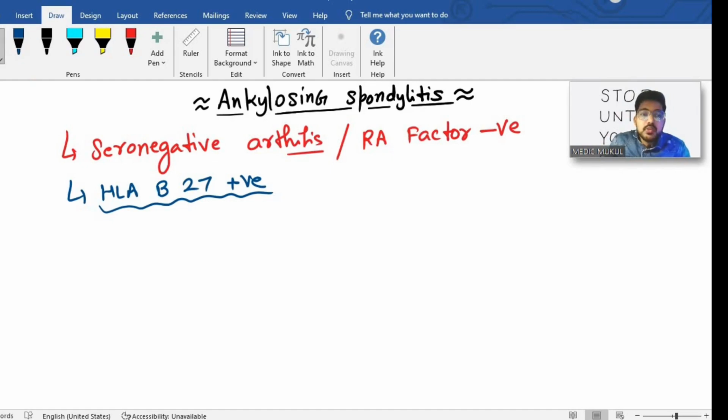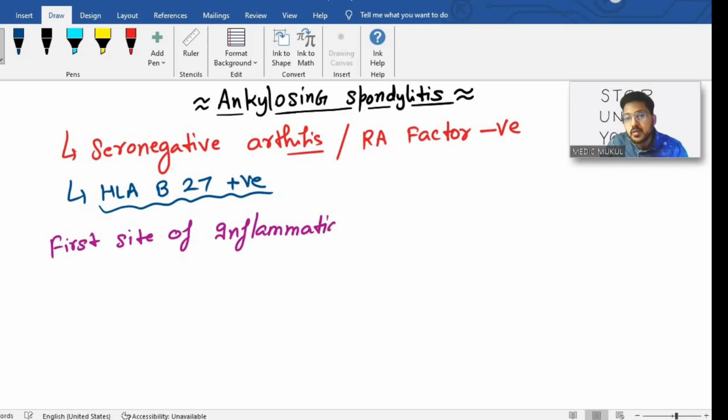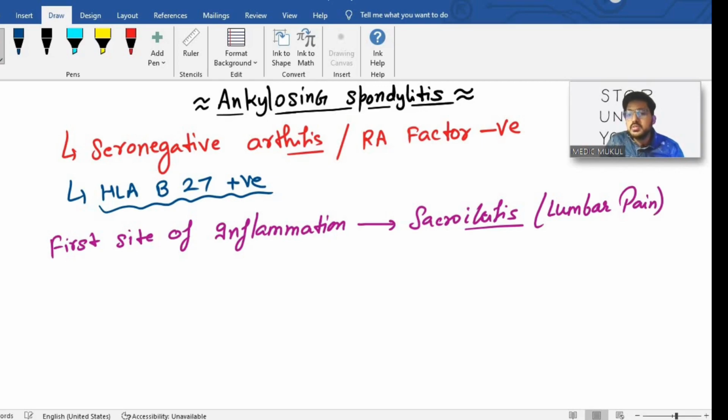Now the question comes: which is the first site of inflammation? The first site of inflammation is sacroiliitis. What does sacroiliitis mean? That is sacrum plus ilium. They will have inflammation, due to which the patients will have lumbar pain. The first site of inflammation you need to remember is sacroiliitis.